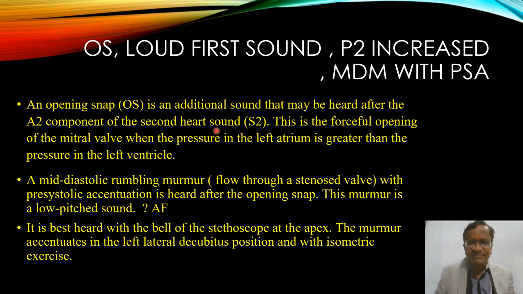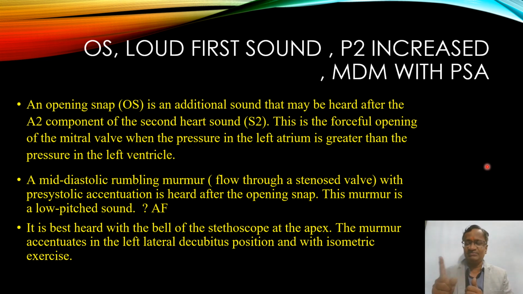An opening snap is an additional sound which will occur after the second heart sound. Forceful opening, because it is a stiff valve. It forcefully opens, so it causes an opening snap. Then a mid-diastolic rumbling murmur. Stenosed valve. Usually we used to say when the murmur will come.